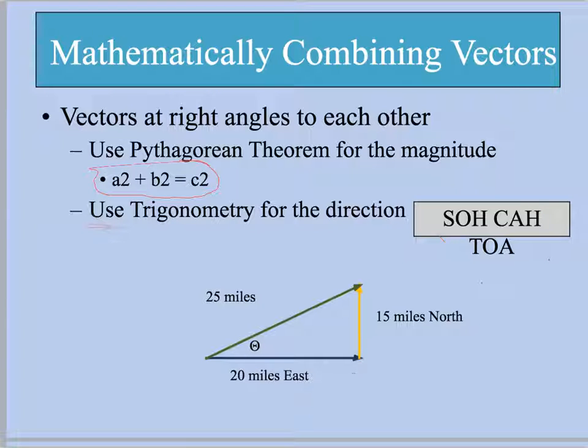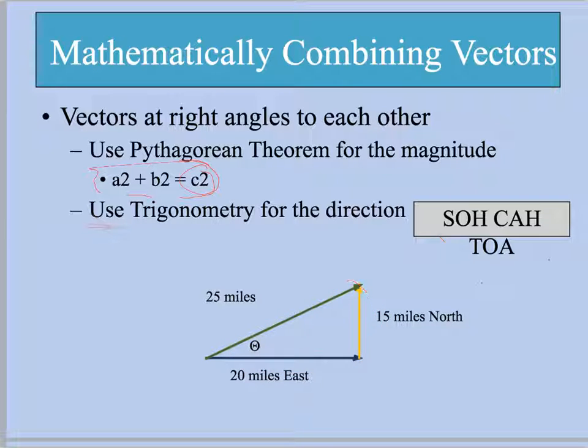And of course, the Pythagorean theorem, the A and the B, those are the legs of the right triangle. So it doesn't matter whether you label this one A or B, whatever you label it, the other one's got to be the opposite. And of course, C is the hypotenuse.